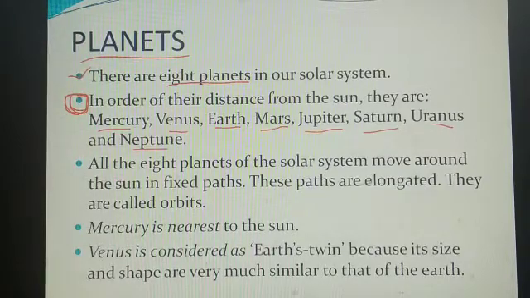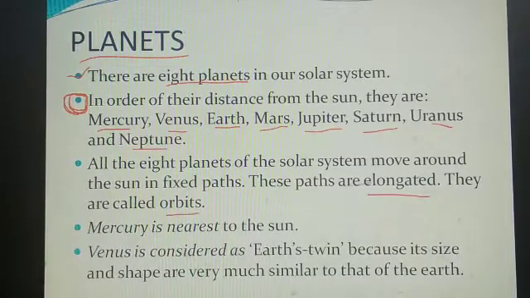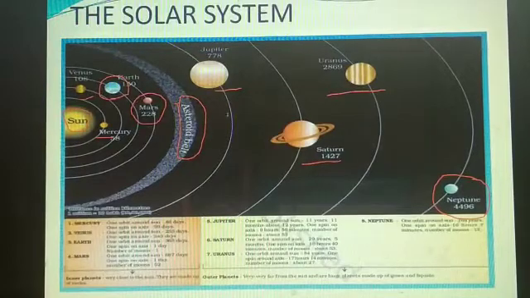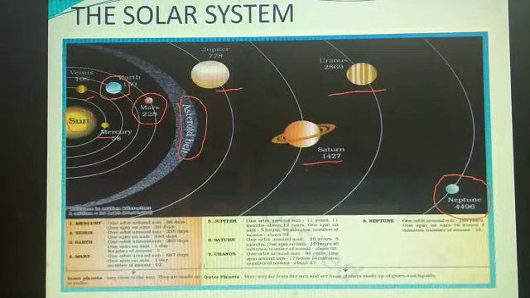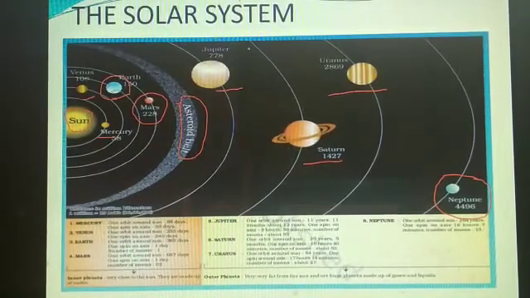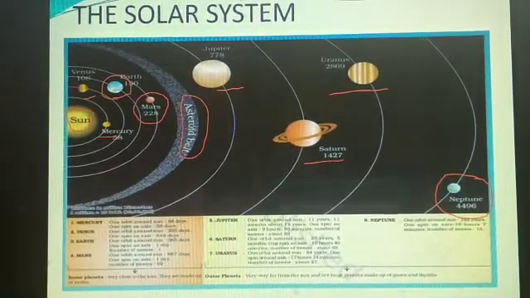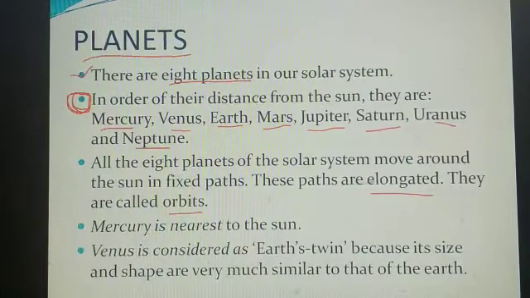All the 8 planets of the solar system move around the sun in a fixed path. These paths are elongated and they are called orbits. That means, let me show you that previous diagram also. That means all the 8 planets are moving in an elongated path around the sun. And this elongated path, okay, that one line is drawn here. Okay, this is the elongated path. This elongated path we call as the what? Orbit. Okay, now let's come to the next points of the planet. So we have finished the third point.